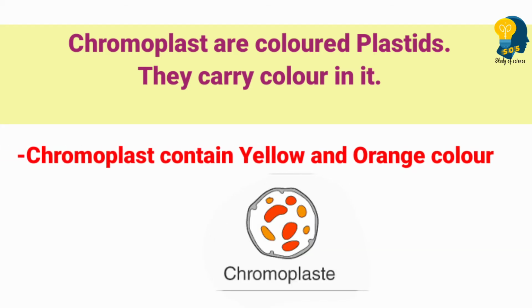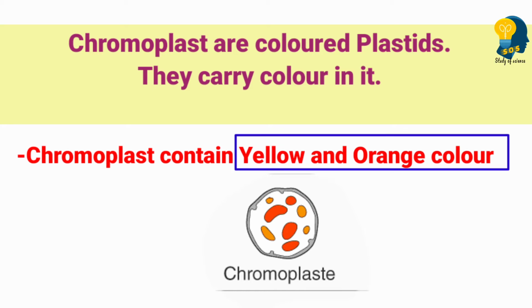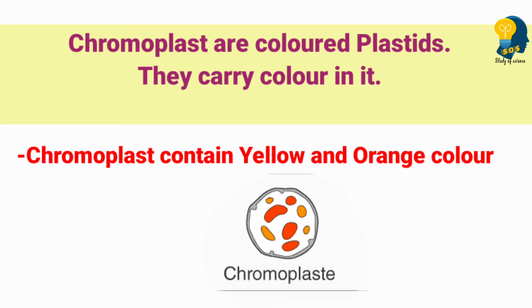These chromoplasts also contain other colored pigments. What kind of color pigments do they contain? They contain yellow and orange color pigments. Okay, they contain both yellow and orange pigments. Clear? So this is all about the first type of plastid, that is the chromoplast.